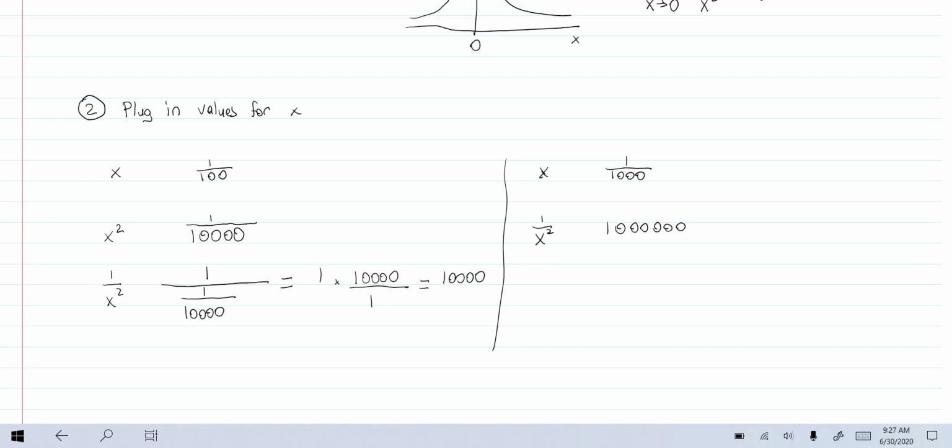So here what we're seeing is as we plug in values of x which are closer and closer to 0, 1 over x squared is getting bigger and bigger, and it's sort of blowing up. And so hence you can conclude once again, it seems that the limit as x approaches 0 of 1 over x squared is going to be infinity.